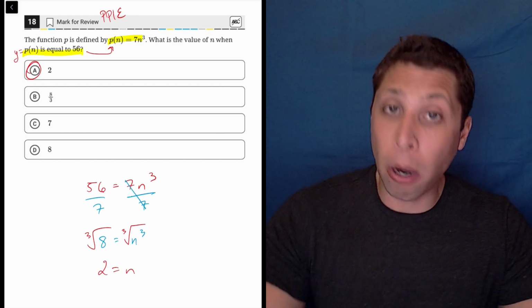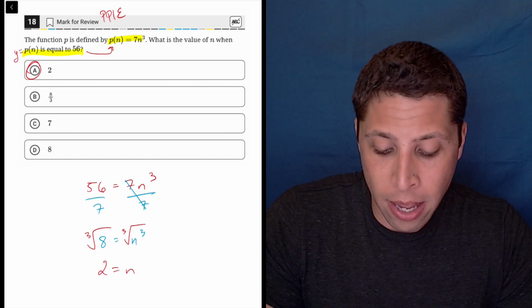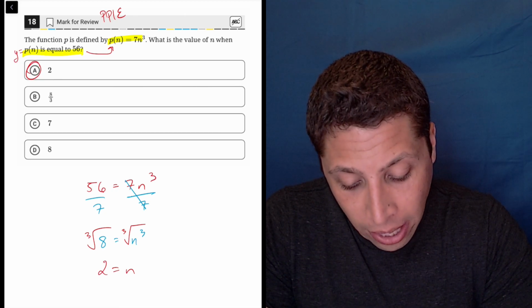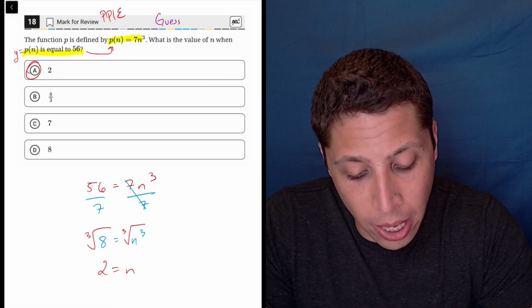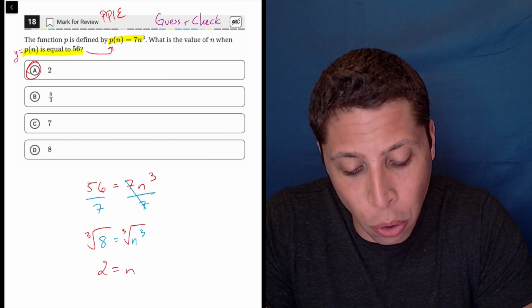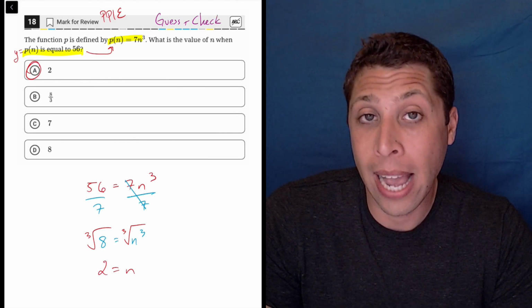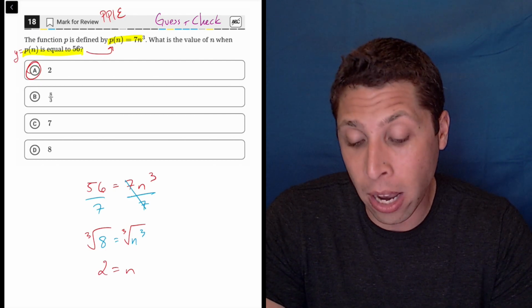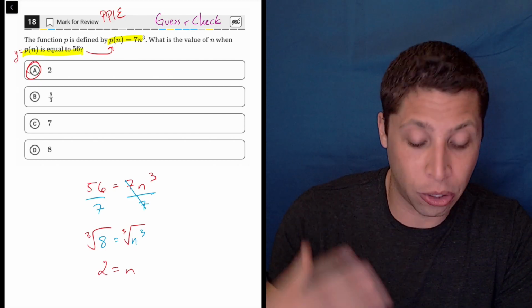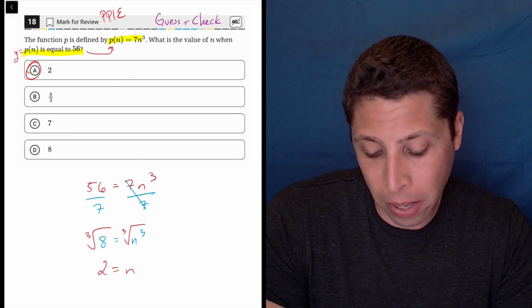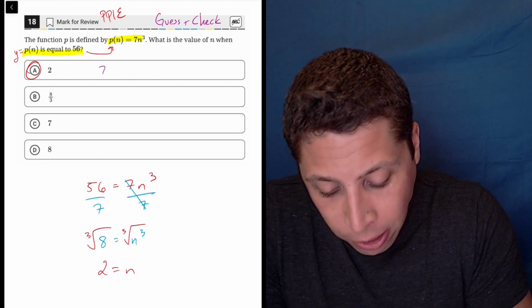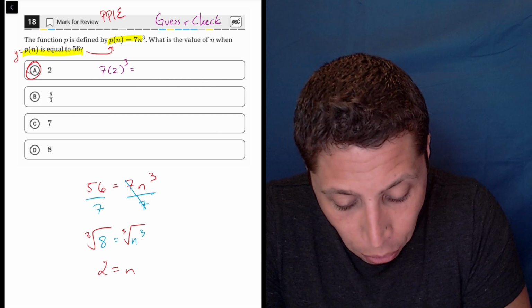If the algebra part was a little hard for you, remember, they're giving us the y of 56, but we can also think of this as a guess and check question if we want, because they gave us answer choices, so we can just pick one and test it out. It's definitely easier to take a number and put it in for n rather than what we had to do here, which is solve for n. So just pick a small number to start. You would probably pick a 2 anyway, and then you'd say, okay, 7 times 2 to the third.